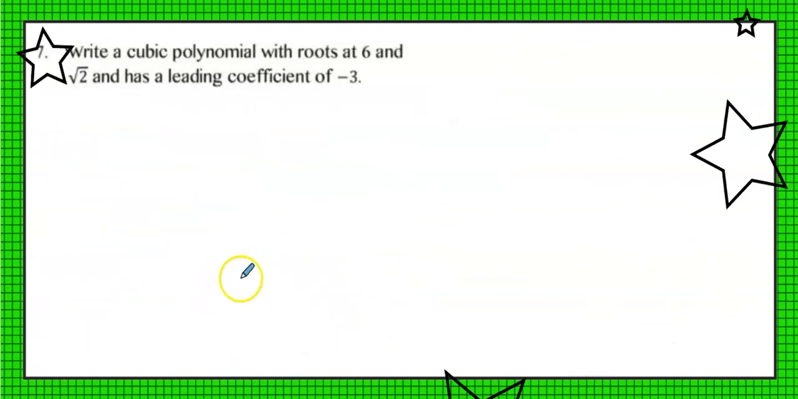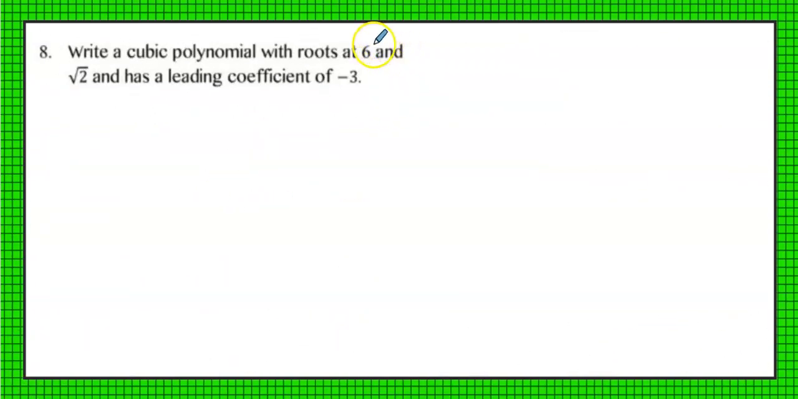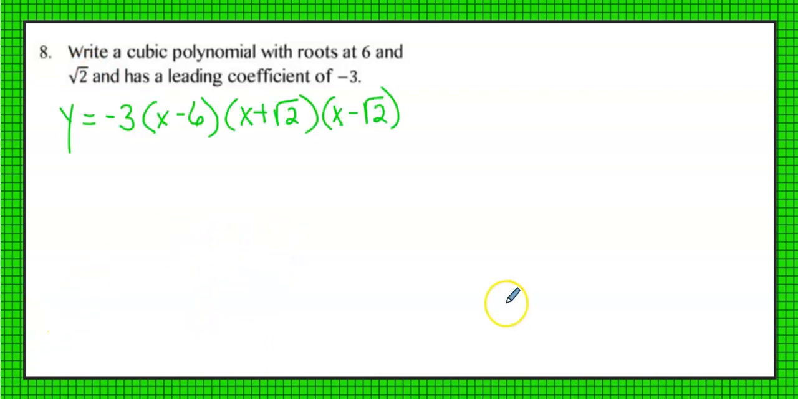Three more to go. Number 8 says write a cubic polynomial with roots at 6 and root 2 and leading coefficient of -3. I would encourage you at this point to pause the video and see if you can set this up, thinking about the fact that there is an irrational root here and it needs a conjugate. So pause your video and see if you can set it up and then come back and see if you got it right.